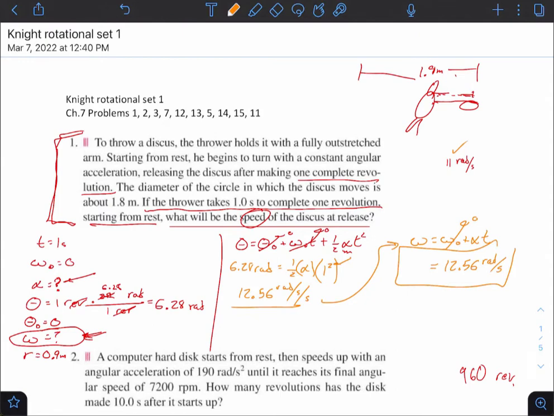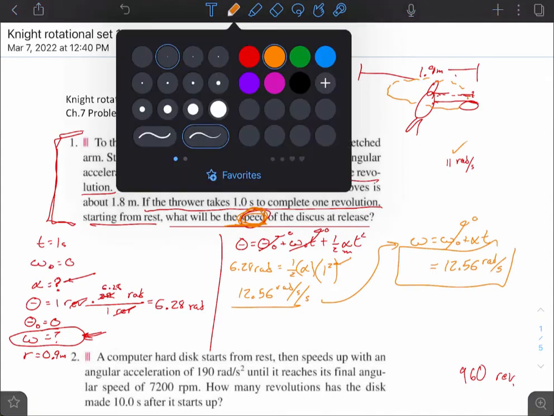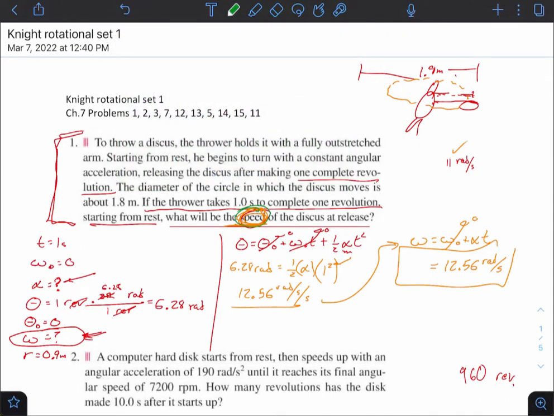Let me double check and see if I made a mistake anywhere. I definitely did make a mistake. They asked for what is the speed of the discus. If they ask for the speed, they're asking for the linear speed, not the rotational speed. But we did have to solve for that. But we can do that using the v equals r omega equation. I should have paid much closer attention. I even read the question before I started and still forgot. Velocity is r omega.